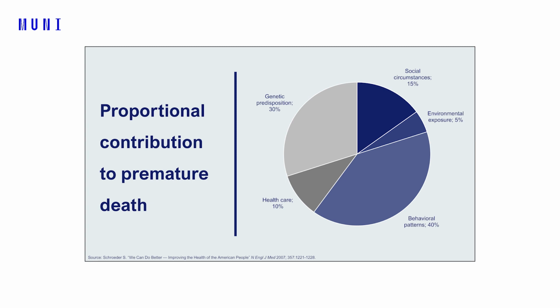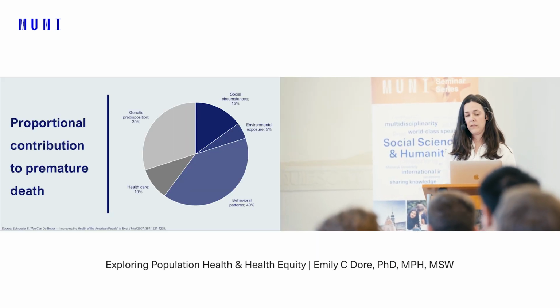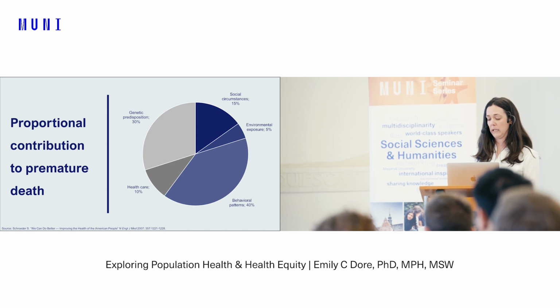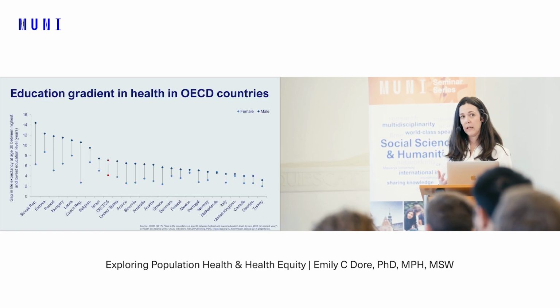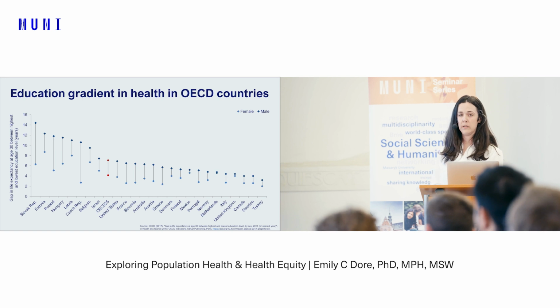So generally, you can think about this as health outcomes in general. You can see that genetic predisposition and healthcare actually contribute not even half the amount of factors that contribute to premature death. Whereas components that I think of as social factors, especially social circumstances, environmental exposure, and behavioral patterns, are contributing more than 50%. So there's just a lot of research showing that these social factors are really important to consider when we're describing health equity and also trying to figure out solutions to close those gaps in health outcomes.